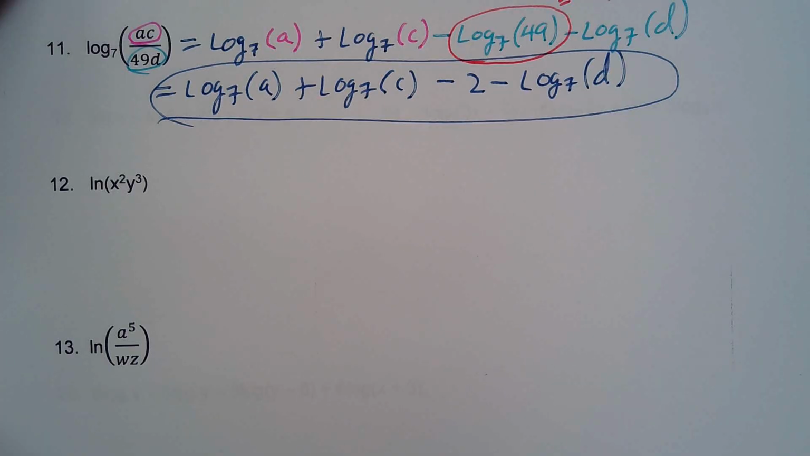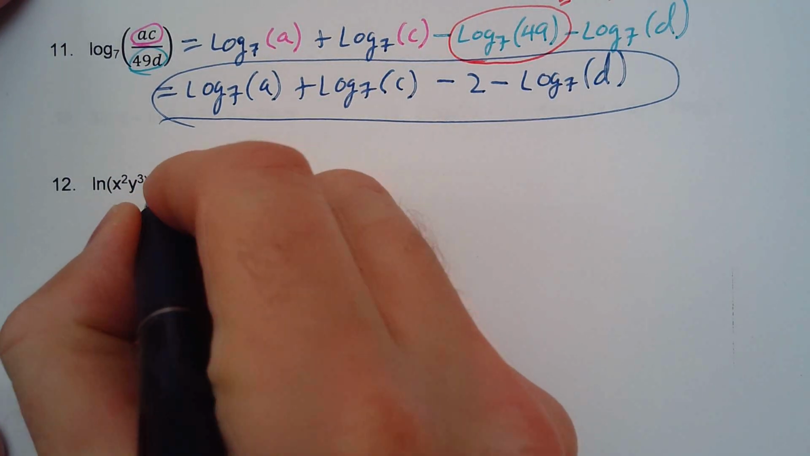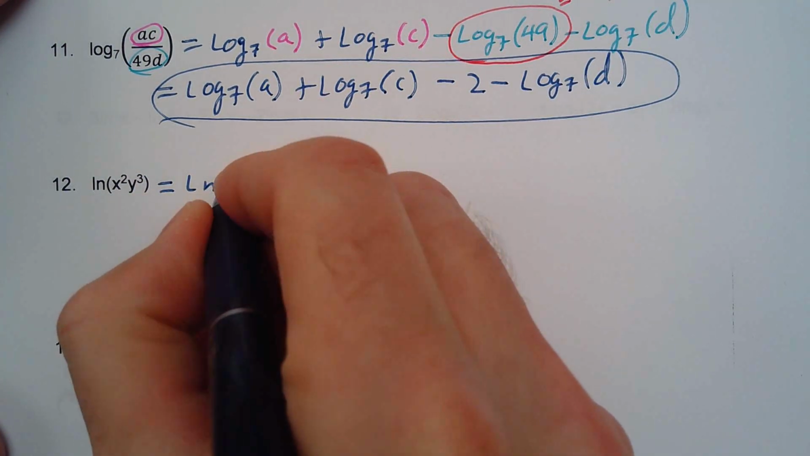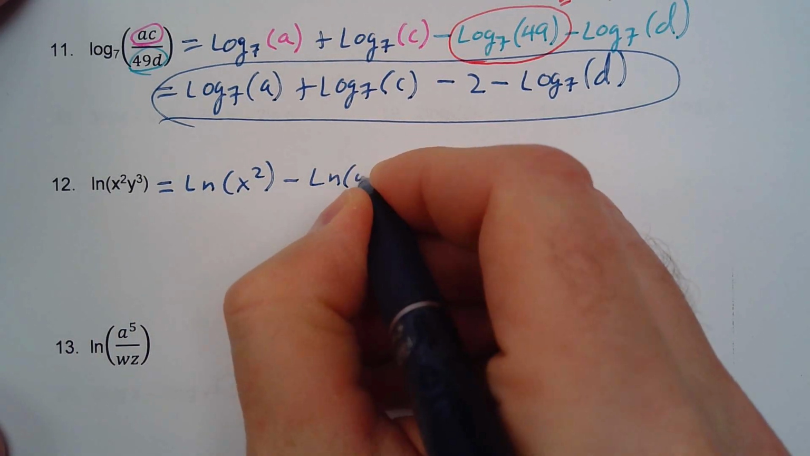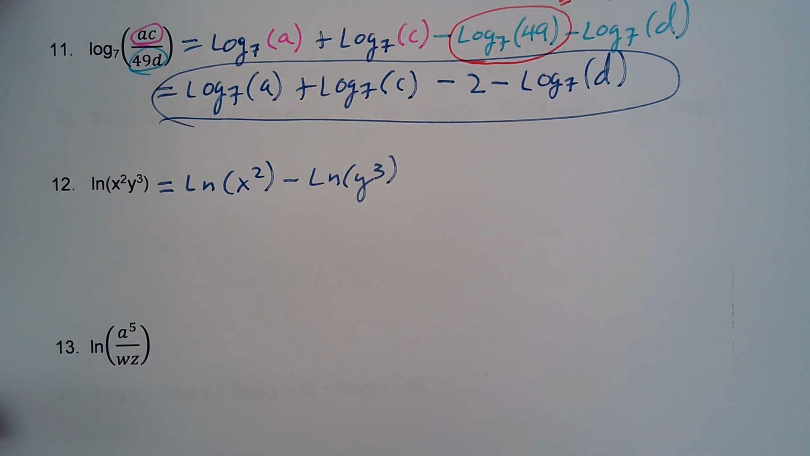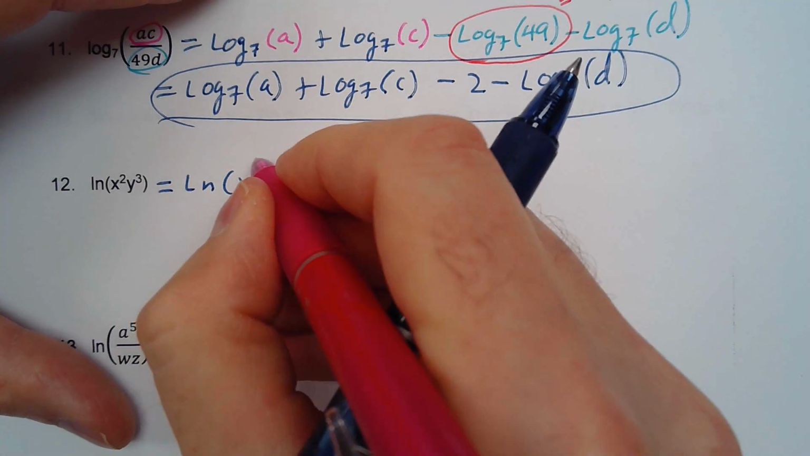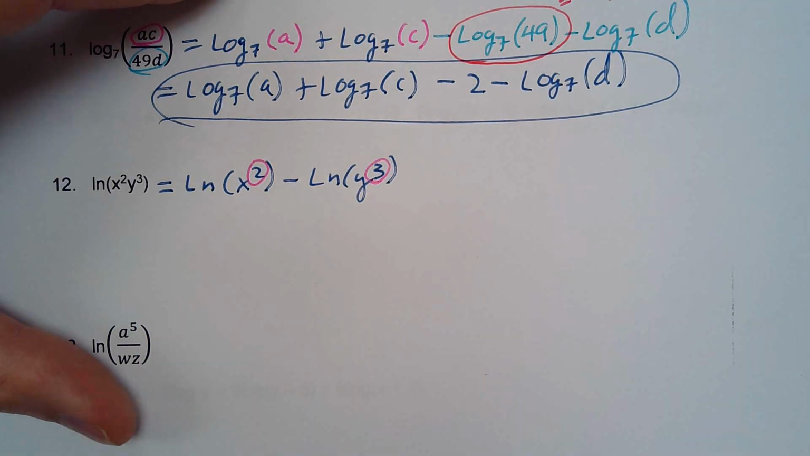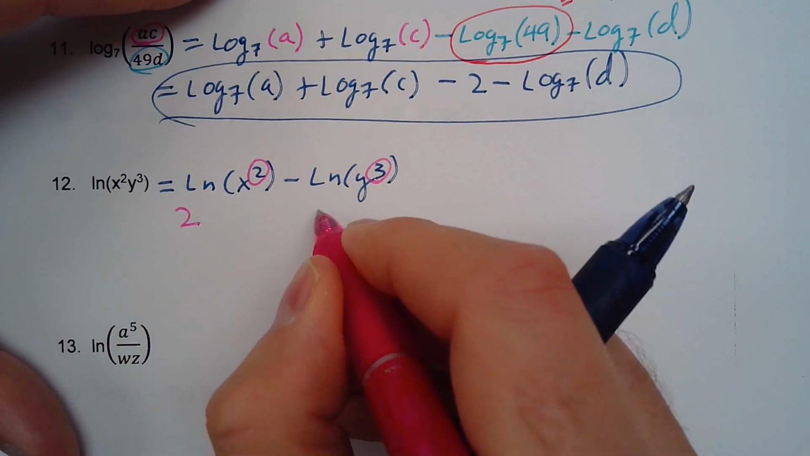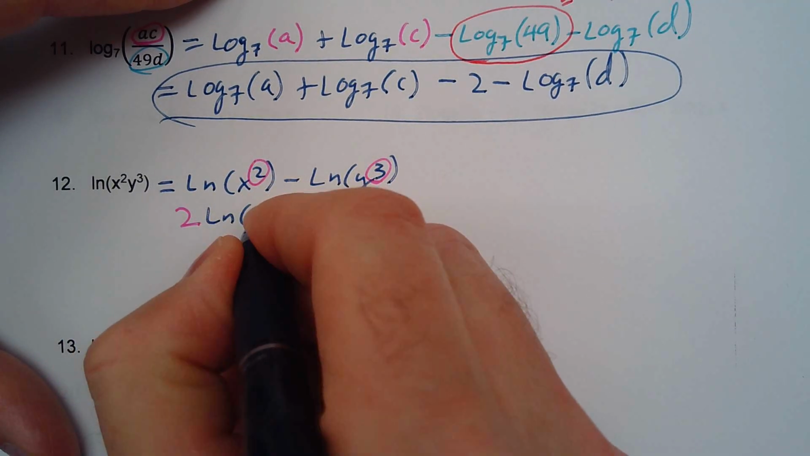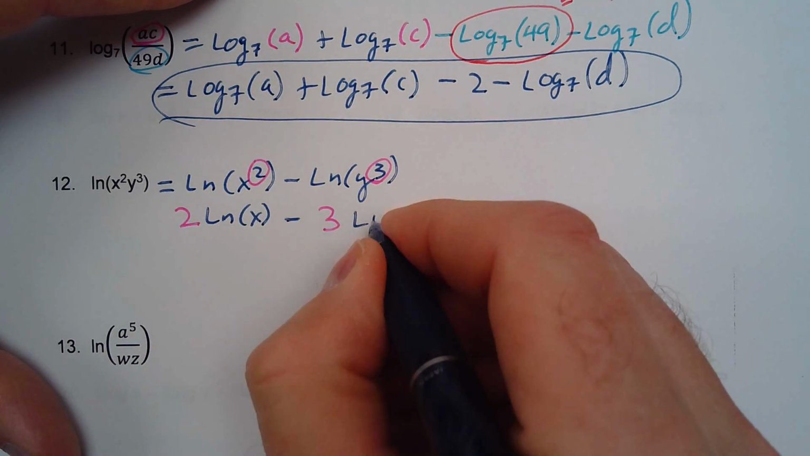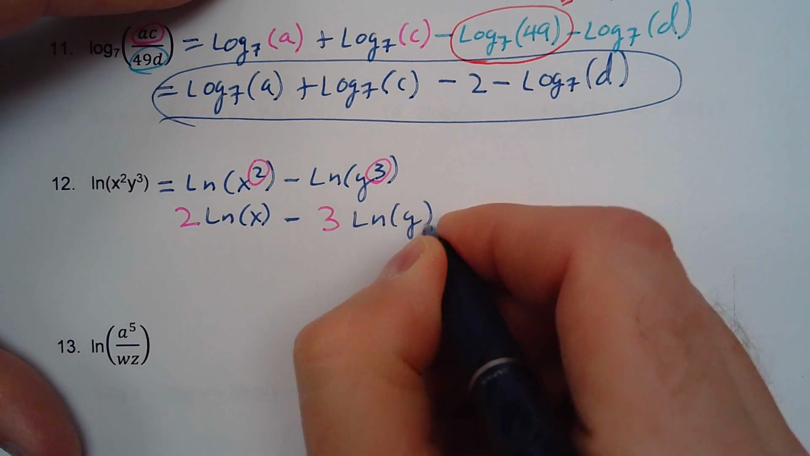Let's try number 12. They're both in the numerator. There is no denominator, so this is natural log of x squared minus natural log of y cubed. But now I can bring these powers out in front. So let's go ahead and do that. So this would be 2 natural log of x minus 3 natural log of y.